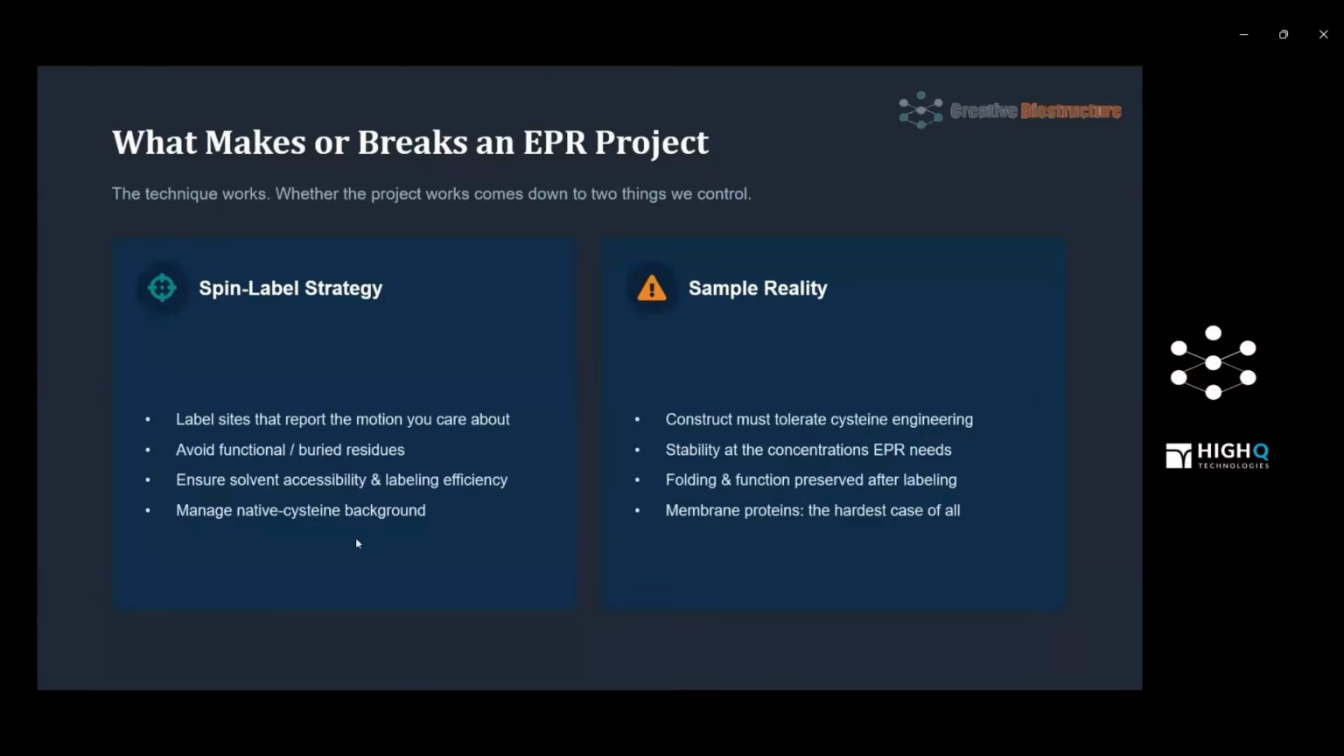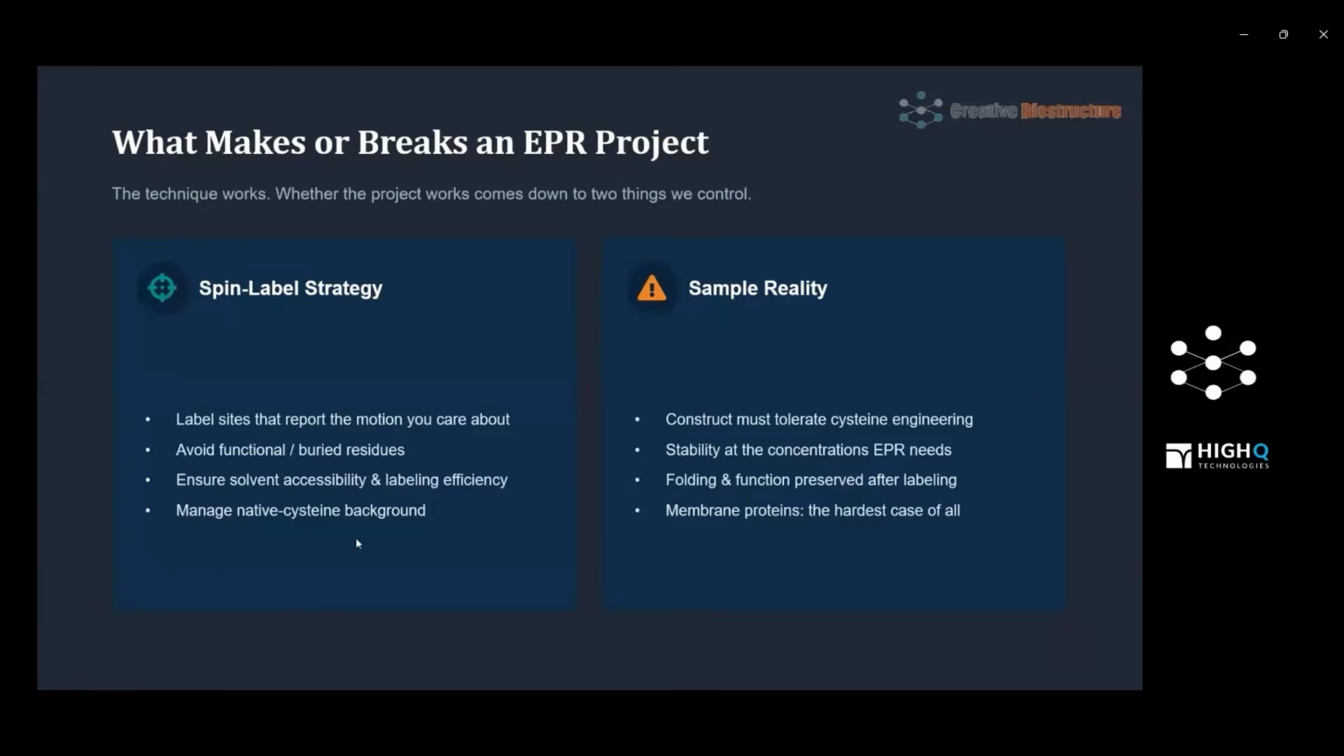And the second is whether the protein tolerates any of it. And here I can speak with more confidence because this is our routine work. The construct has to survive system engineering, and sometimes it doesn't. Removing native systems can sometimes destabilize a protein, like I said. It has to remain stable at the concentration that the measurement requires. It has to remain folded and functional after labeling, which is not guaranteed.